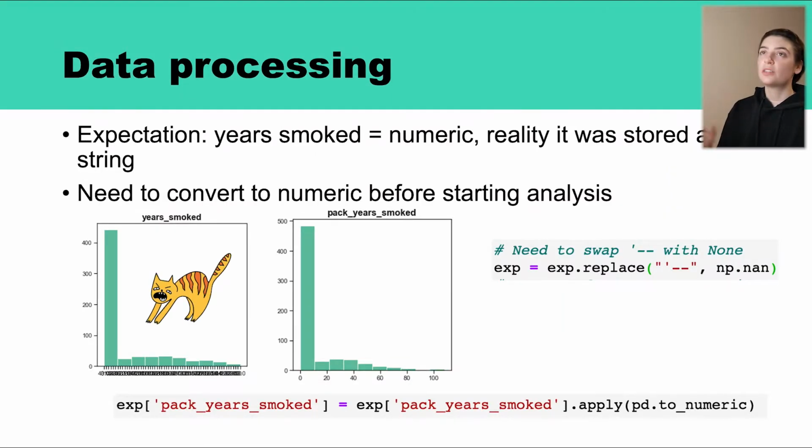So this is when your expectation doesn't meet the realities. That's why it's always important to check. An example of how we process this is we can convert our years smoked by first replacing our string value, which was an odd character they decided to input, with NaNs, and then converting our feature, pack years smoked, to a numeric data type.